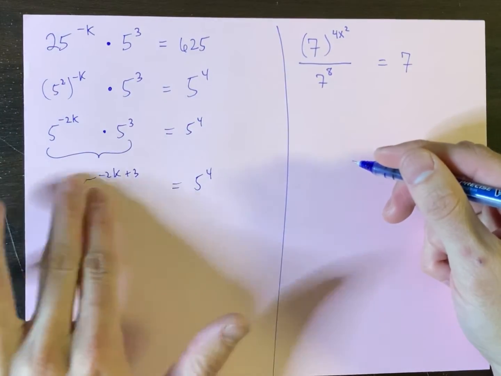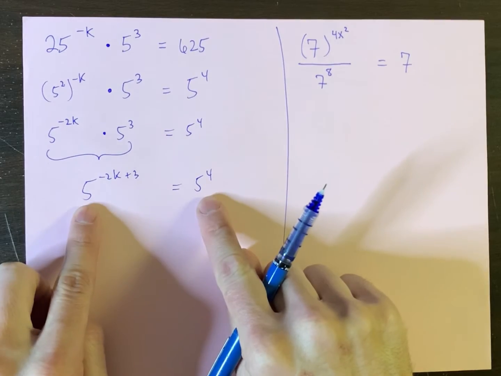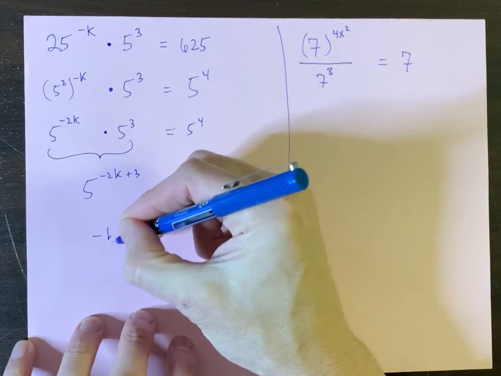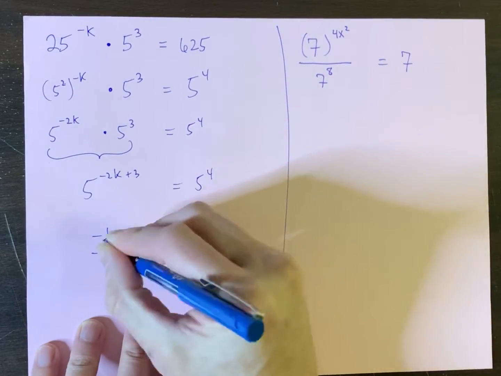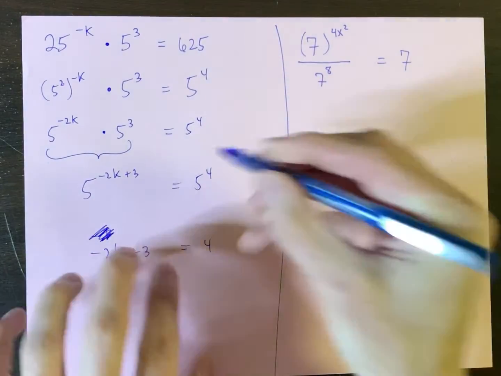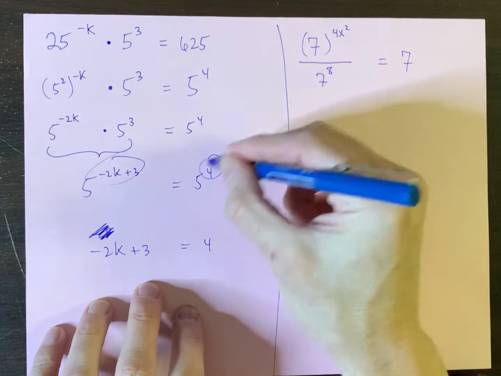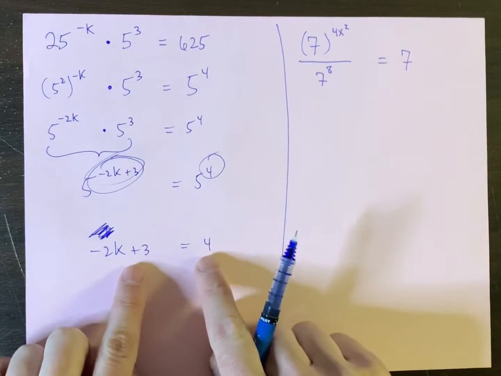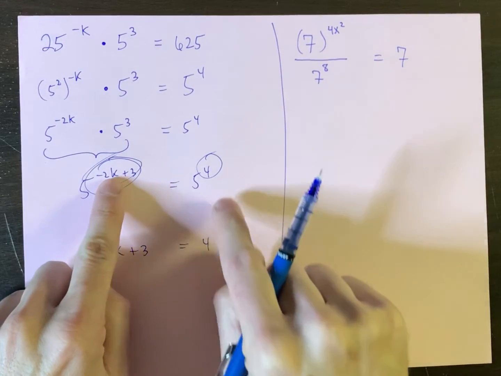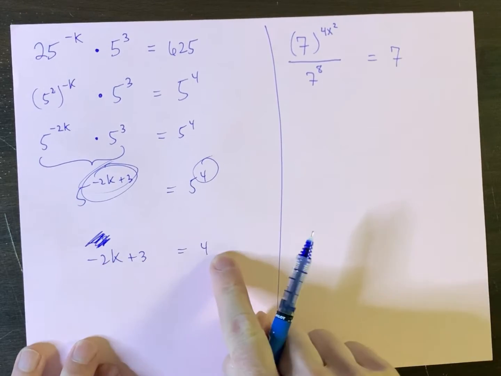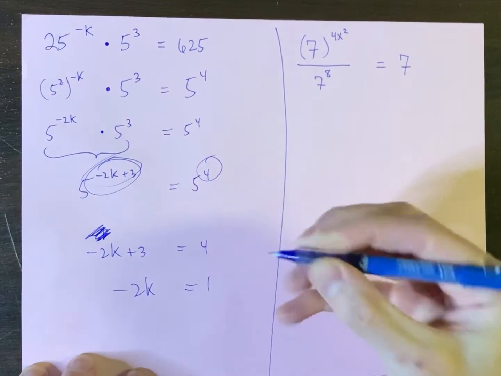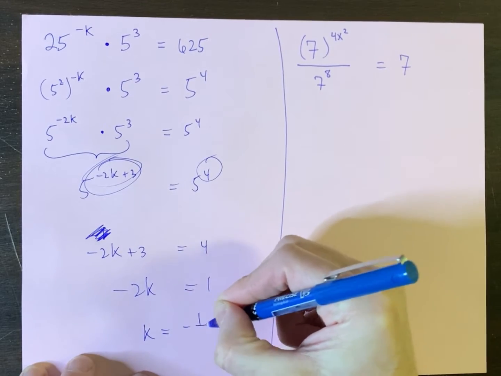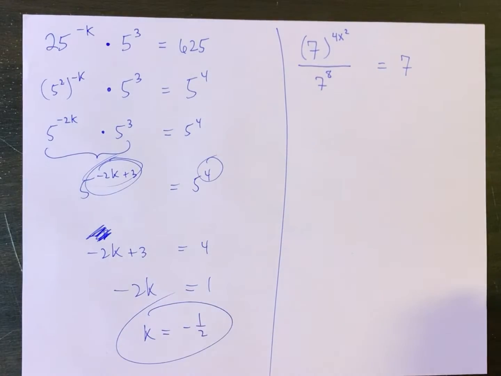Now I have one piece and one piece with matching bases. So in a sense, the bases disappear, and all we're left with is this exponent equals that exponent, which is why I wrote this down. You see that? This power equals this power. Now solve this equation. Subtract 3, so negative 2k equals 1. Divide by negative 2, and that's the answer for k.